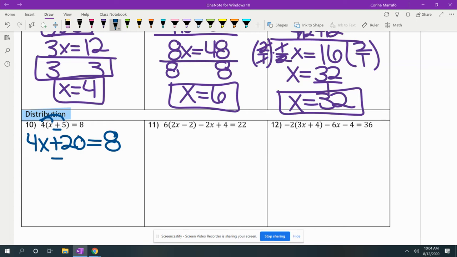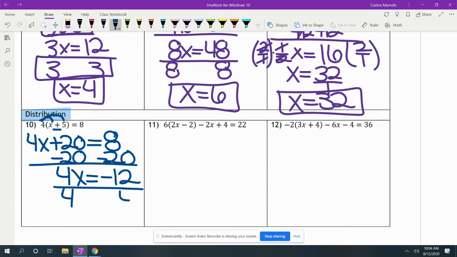So we're going to solve for x by subtracting 20. And we get 4x equals 8 minus 20, which gives us negative 12. And divide both sides by 4. And we get x equals negative 12 divided by 4, which gives us negative 3.